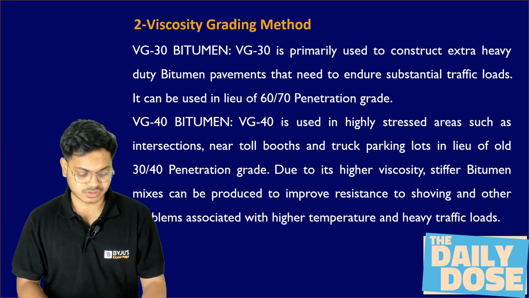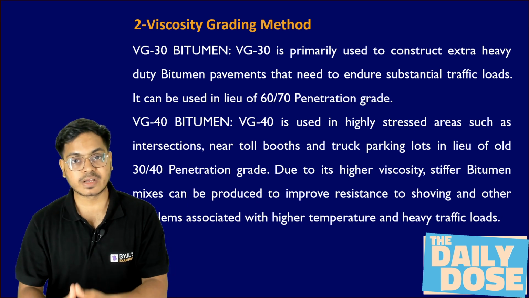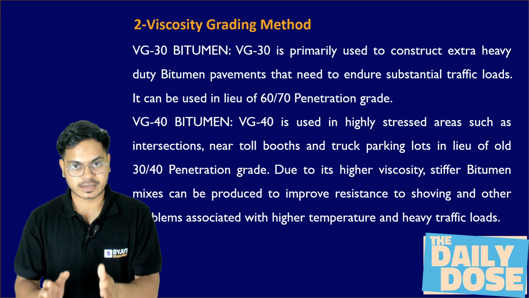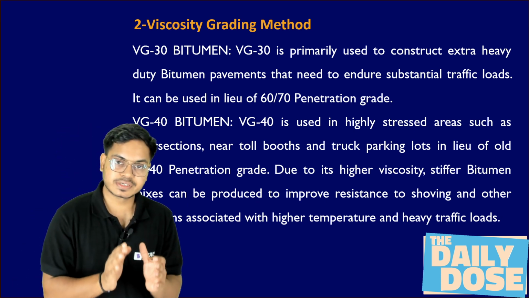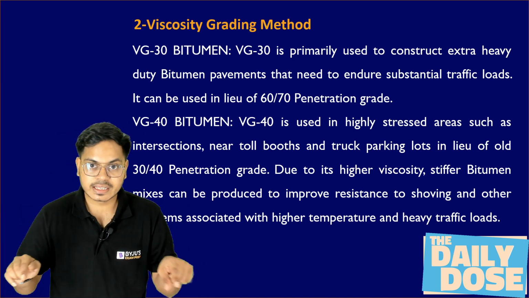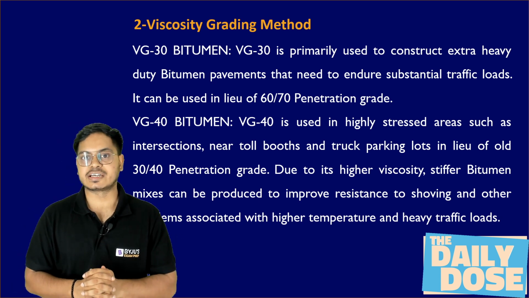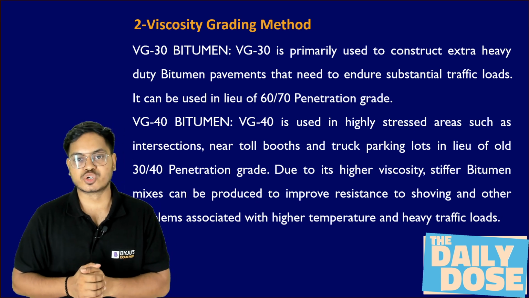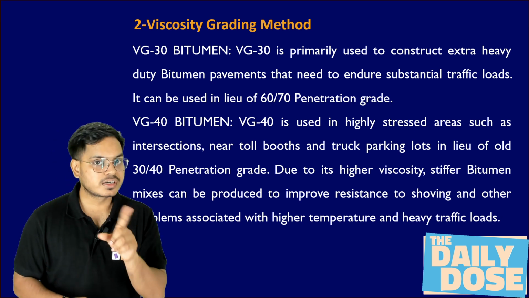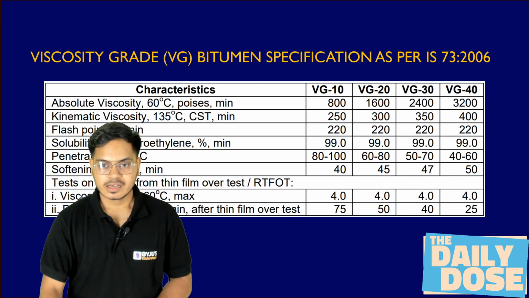Then comes VG40, which is used in highly stressed areas. There are some areas on the road, everybody, where a high amount of load is sustained for a longer period of time. For example, toll tax. The vehicles are coming, they are stopping over there at the toll tax area. As soon as the first vehicle crosses the toll tax, another vehicle takes its place. So that area is continuously under loading, and that is the reason why we require a higher amount of strength to bear for that particular section of the road. That is the reason why we use VG40, which is similar to 30 by 40 gradation in terms of penetration, right? So these were the usages of all the viscosity grades, but not just this.